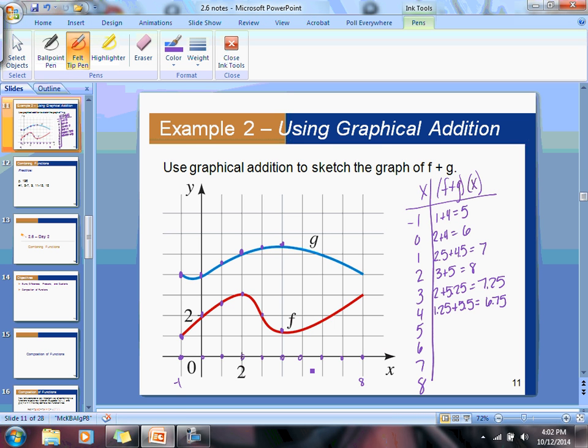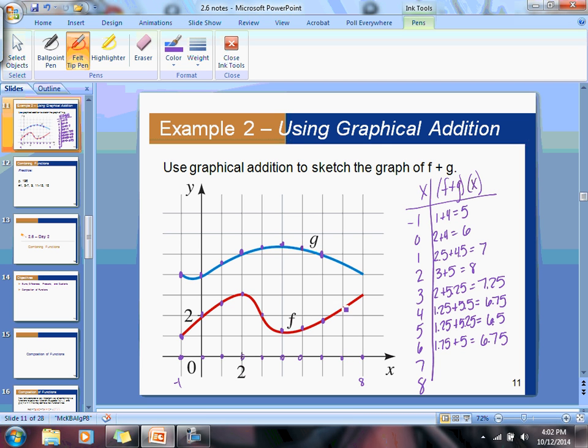Okay, so now we are at 5. So 5 has a value of maybe 1.25 again, and maybe 5.25. So 1.25 plus 5.25, that's probably about 6.5. And then at 6, this might be like 1.75. Oh, here we get a whole number again. That's 5. So 1.75 plus 5, that's 6.75.